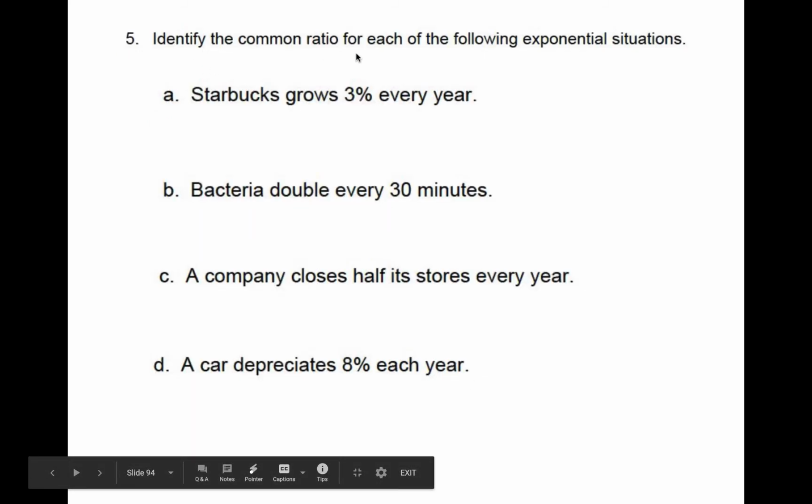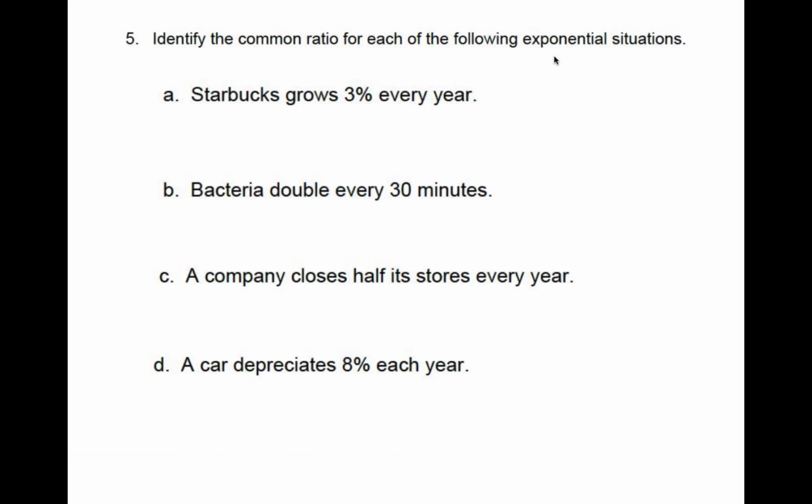All right, identify the common ratio for each of the following exponential situations. So Starbucks is growing 3% every year. So if it's growing by 3%, you would add that to 100%. So it's 103%. That B value as a decimal is 1.03. Bacteria double every 30 minutes.